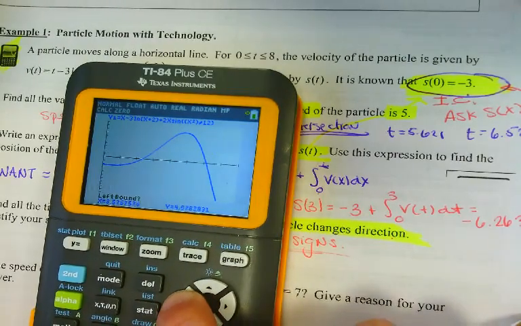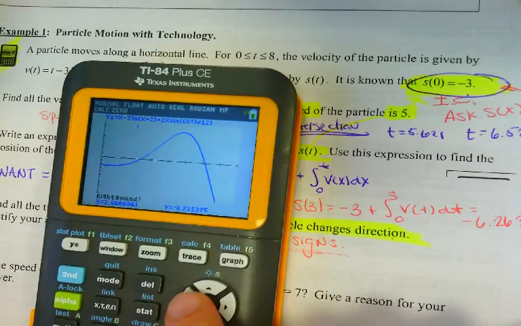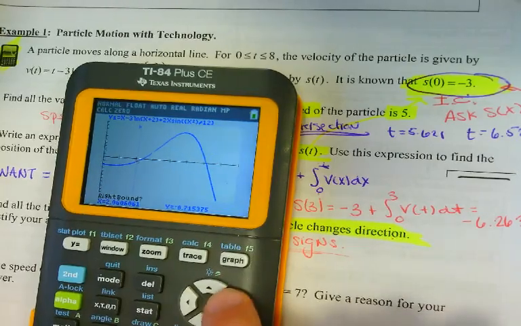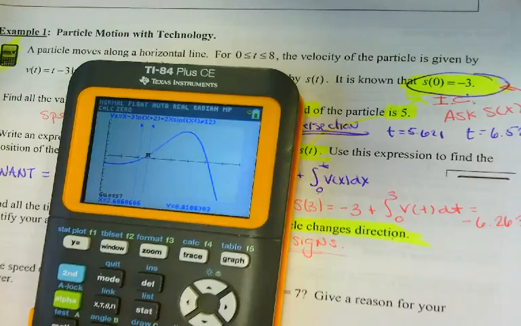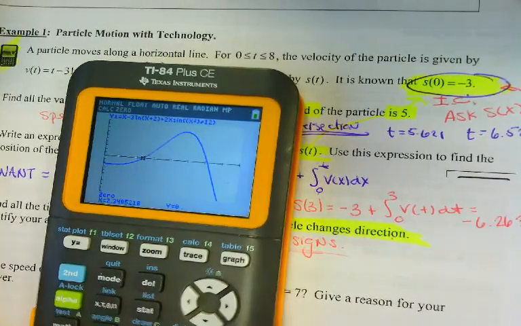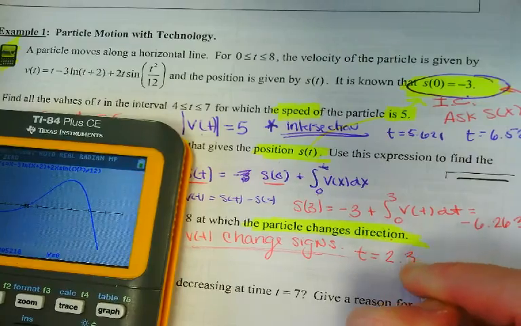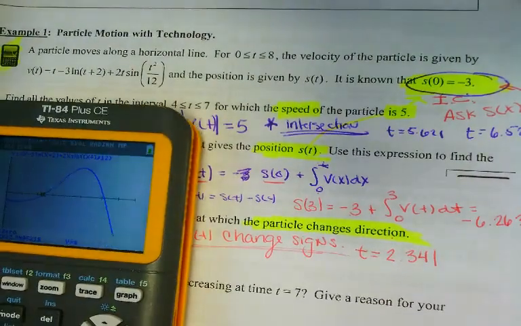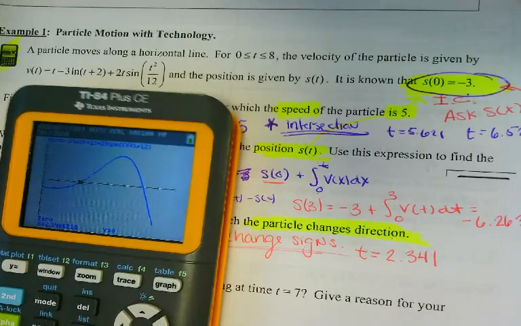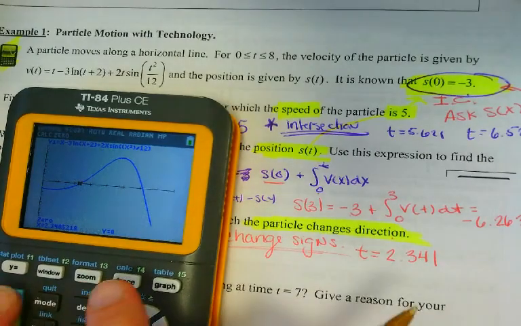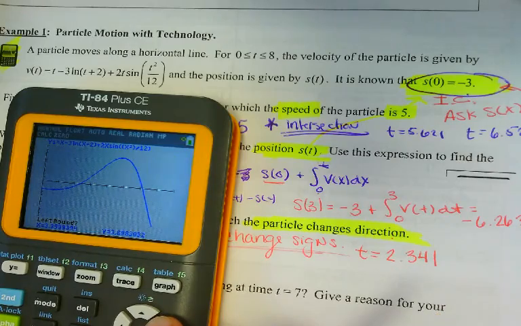And now this time you're playing like the left-right game. Get close to your 0. Go on the left side, hit enter, a vertical line should appear. Go on the right side, hit enter, a vertical line should appear. Make sure your 0's in between those two. Hit enter, and I'm getting 2.341. And then play the game again. Go get that next 0. Second trace 0.